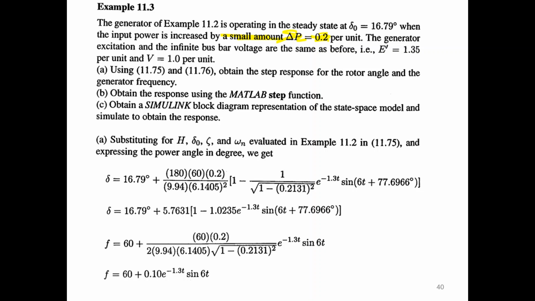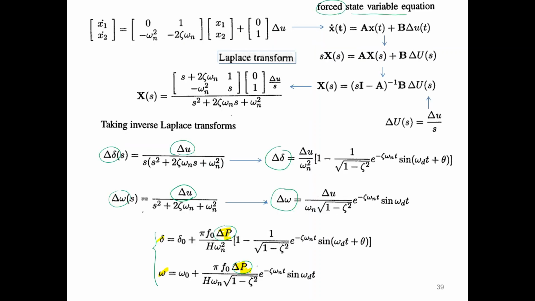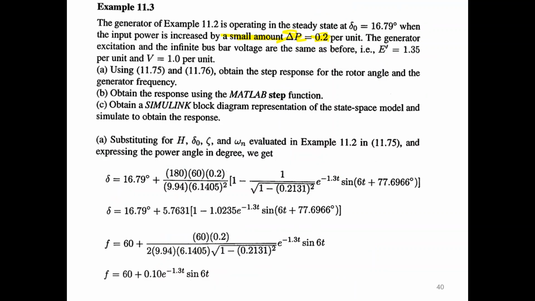equation that has been derived, right? We use this equation, the response. In this case we change the power a little bit, so the U here is the step response, right? We put in the unit step with the magnitude of 0.2 per unit. Okay, the magnitude of 0.2 per unit.